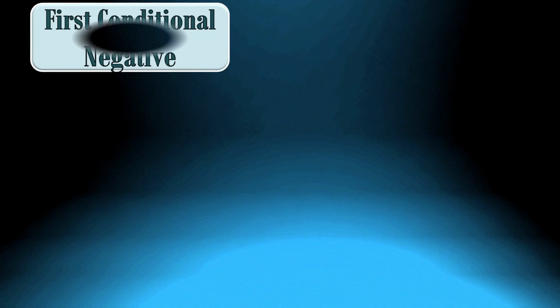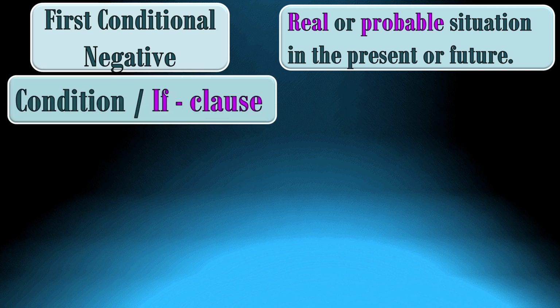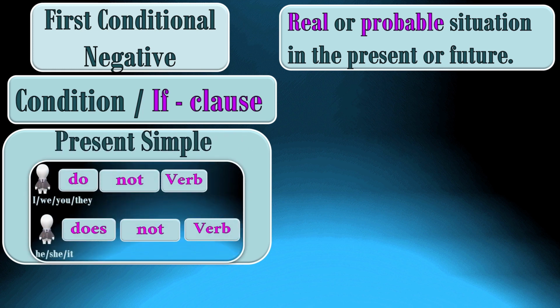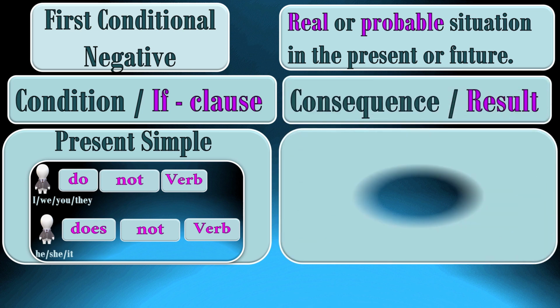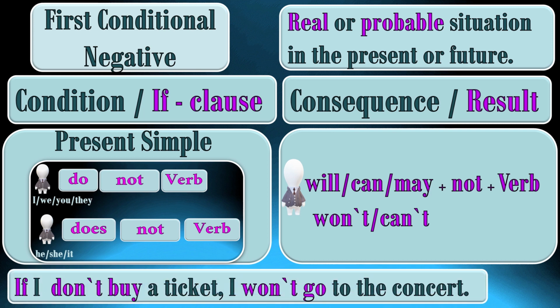To make a negative sentence, to talk about real or probable situations in the present or future, we need auxiliaries. For the condition, we use auxiliaries do and does, plus not and the verb after them. To talk about consequence, we begin with the subject, then add will, can or may, plus not and the verb. Will not is similar to won't, cannot, can't. If I don't buy a ticket, I won't go to the concert.